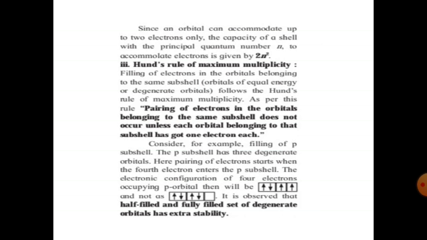the first one that is given is right and not the second one. In the second one, what happened? Pairing takes place in the first and second and the third is empty. It should not happen. So in the first you have to give 1 electron to each degenerate orbital and then you have to pair. So the first one is the correct and the second one is the wrong method to fill the electrons. It is observed that half filled and fully filled sets of degenerate orbitals have extra stability. This is very important.